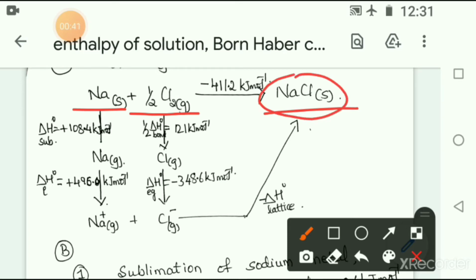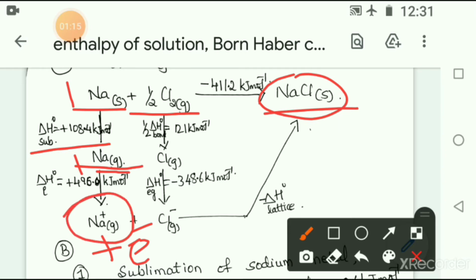Sodium solid can be vaporized. 1 mole is vaporized and the process is sublimation. The enthalpy change observed is the standard enthalpy of sublimation, which is equal to 108.4 kilojoules per mole. This sodium gas gives sodium ion in the gaseous form along with liberation of an electron. By definition, what is this? There is 1 mole of isolated neutral gaseous sodium and it loses an electron to form sodium ion in the gaseous state. By definition, the enthalpy change is ionization enthalpy. It is equal to plus 496 kilojoules per mole.